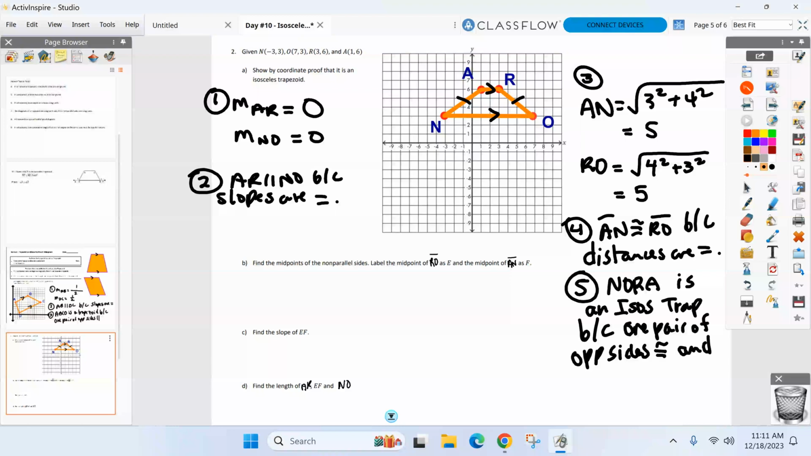All right, and non-parallel sides are parallel. Or hold on. One pair of opposite sides are parallel. Let me get my wording straight. And the non-parallel are congruent. Or again, I could substitute in the word legs here if you want. Okay.